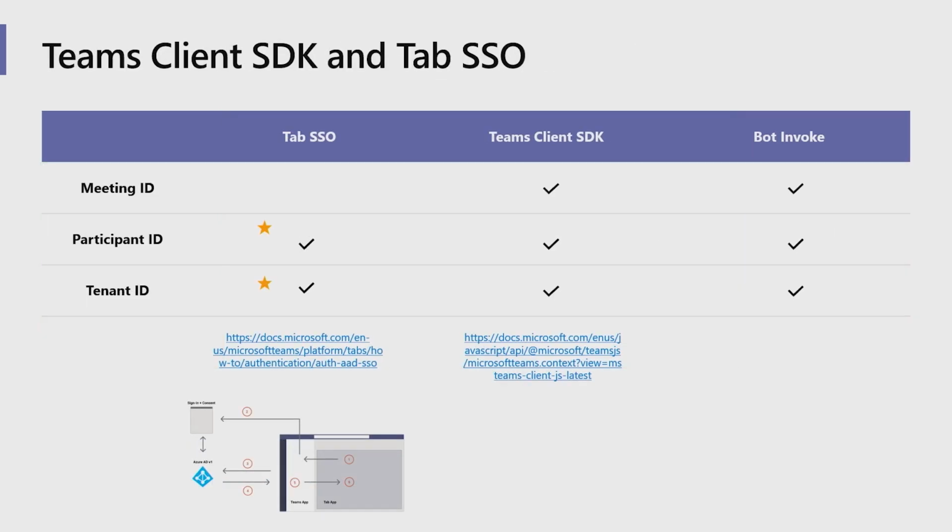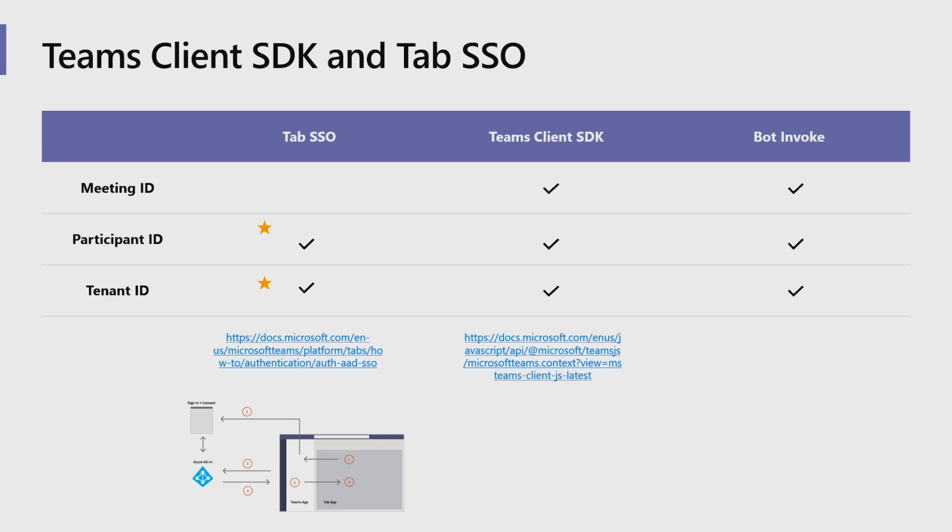The way you give us the meeting ID, participant ID, and tenant ID can be one among these three methods: tab SSO, Teams client SDK, or the bot invoke payload. Bot invoke, for those who are already familiar with the platform, message extensions actually use bots as the underlying infrastructure. So when I say bot invoke, it applies to bots and message extensions. Meeting ID can be retrieved through the Teams client SDK and bot invoke, whereas participant ID and tenant ID can be retrieved across all these three methods.